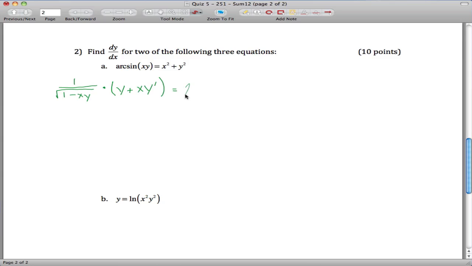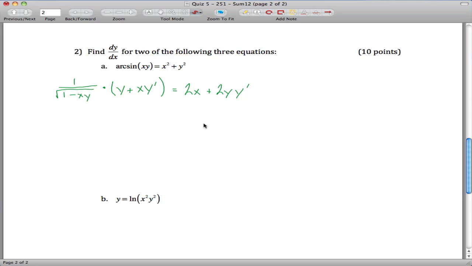On the right side, it's not as hard. The derivative of x squared is just 2x. The derivative of y squared is 2y times y prime. It's a chain rule: outside function x squared, inside function y. Whew. All right, so we have this mess.